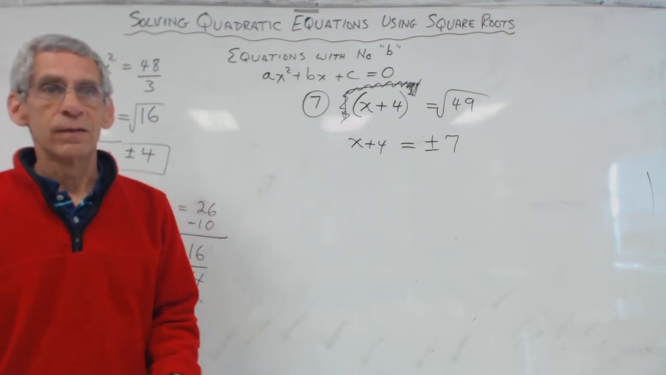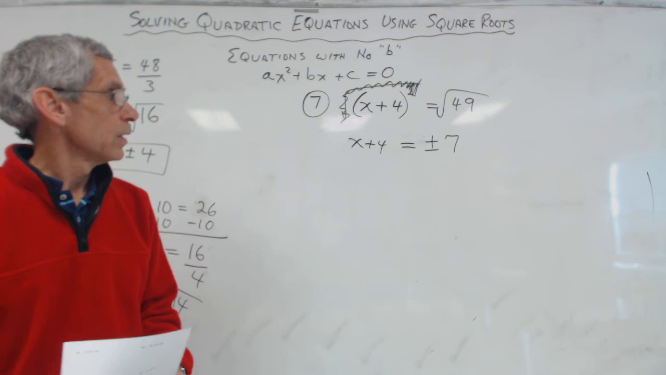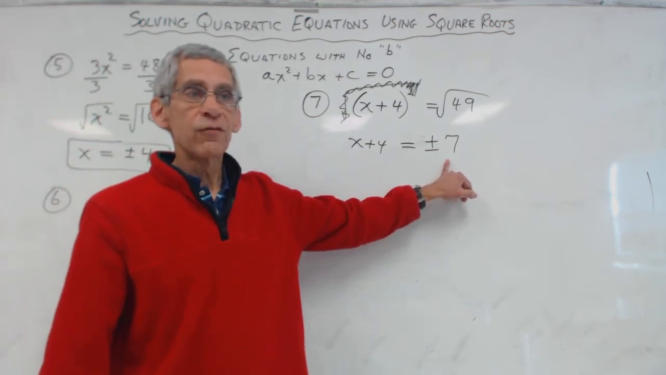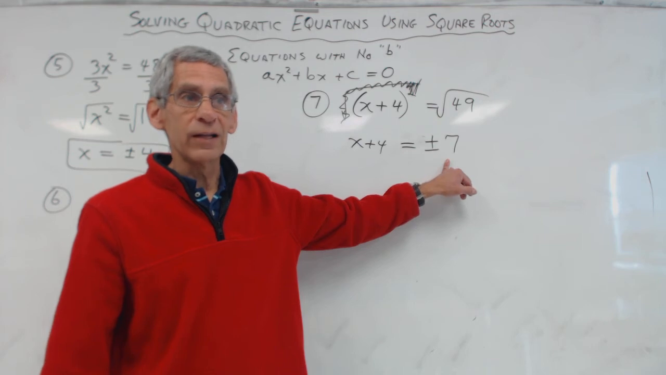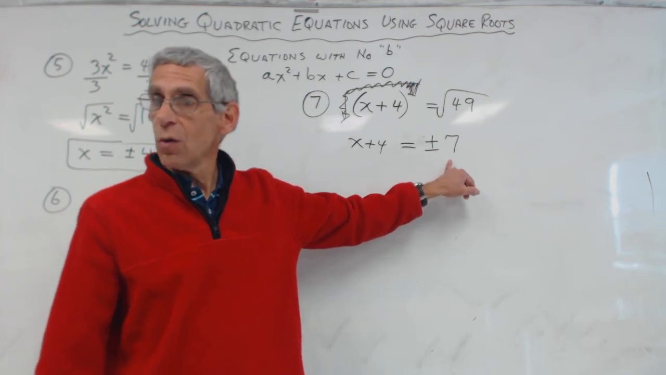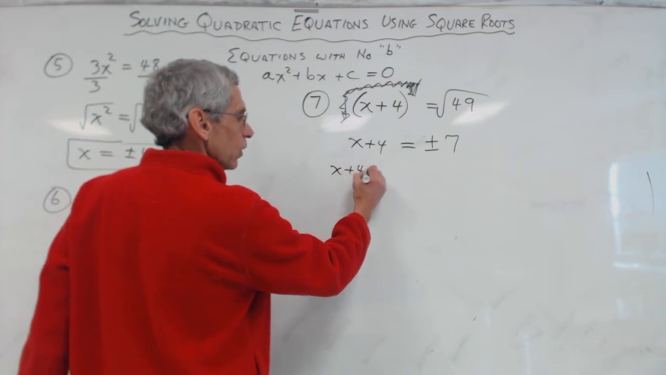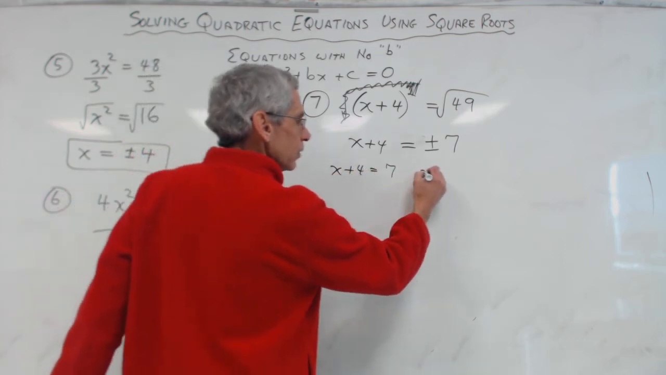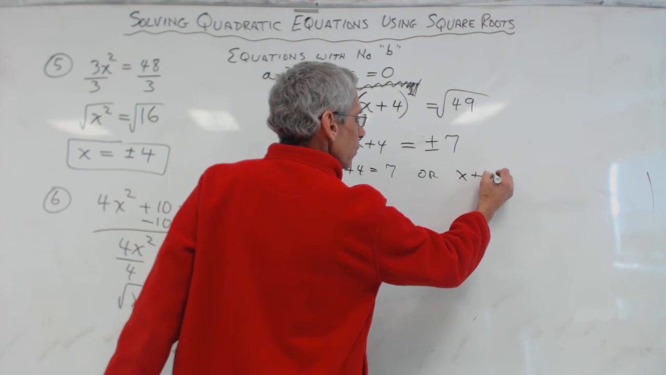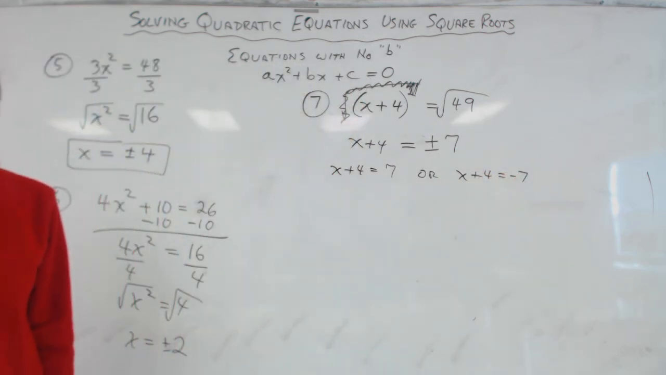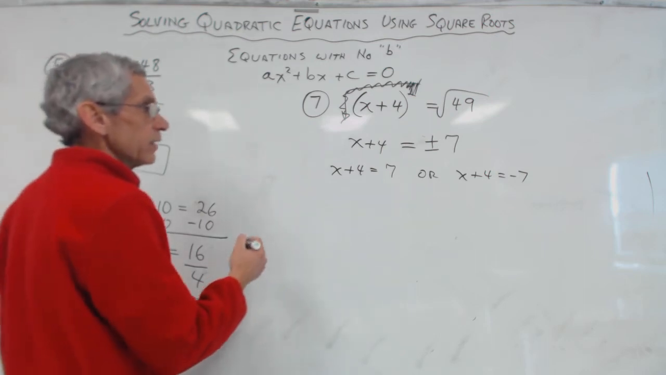Yeah, Isla. Subtract 4, but what do I have on this side? I have two different answers. I have a positive 7 or a negative 7. So now I have two problems. I've got x plus 4 equals positive 7 or x plus 4 equals negative 7. You with me? Is this going to be on the homework? Yeah. Okay. It's not that hard.